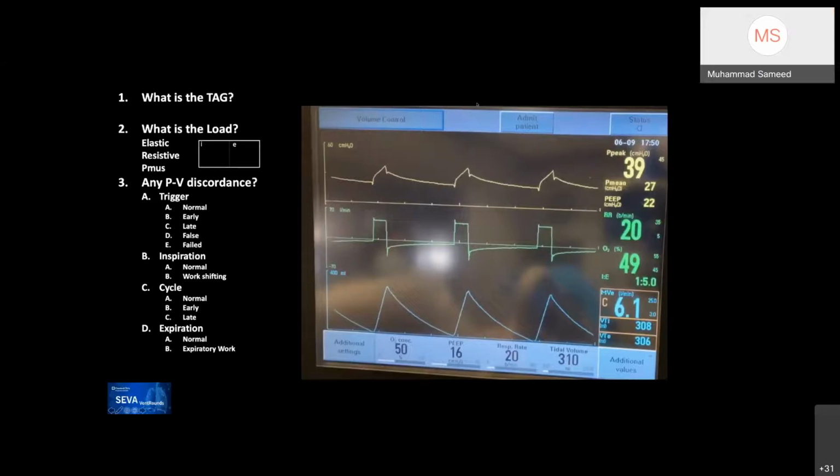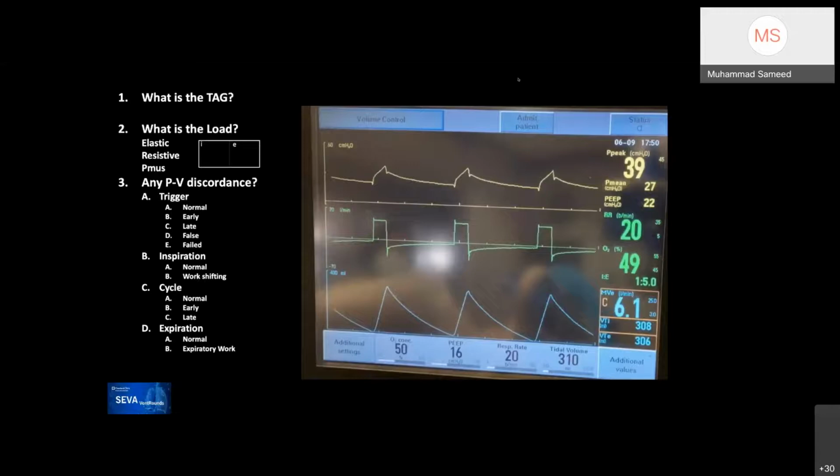Awesome. So the tag is VC-CMV-S. I think it's pretty straightforward in terms of the tag. The load: I think during inspiration, the load is fairly normal, although the short I-time would make me think it's elastic, but I think the respiratory rate and the ratio is high enough. So I would say there is normal load in inspiration, but expiratory load is definitely resistive, based on the pressure waveform and the prolonged E-time.